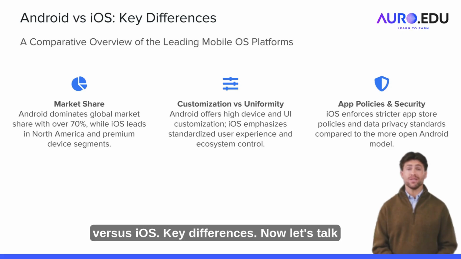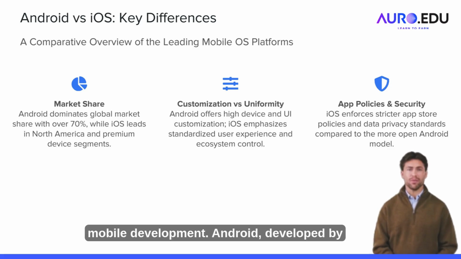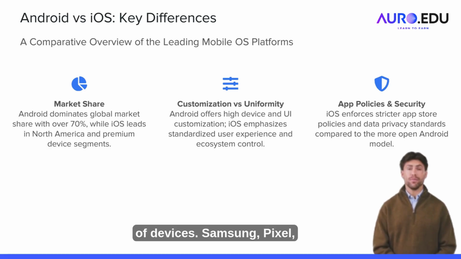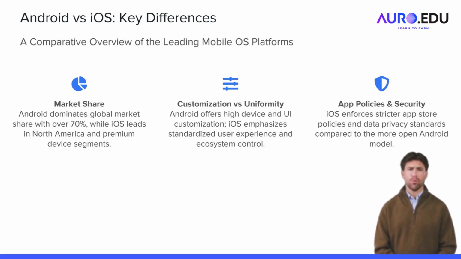Android versus iOS, key differences. Now let's talk about Android and iOS, the two platforms that dominate mobile development. Android, developed by Google, is open source and runs on a wide variety of devices: Samsung, Pixel, OnePlus, and more. This diversity gives developers a broad user base, but also a range of screen sizes and hardware to support.